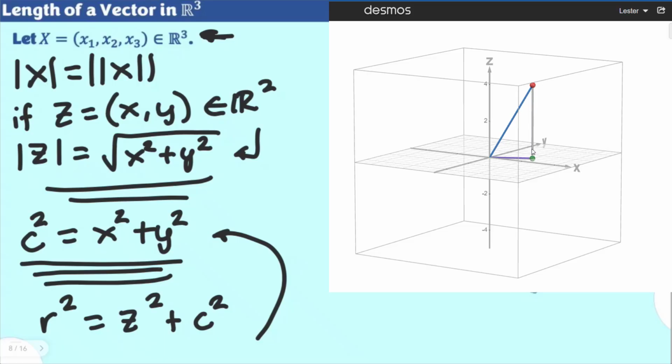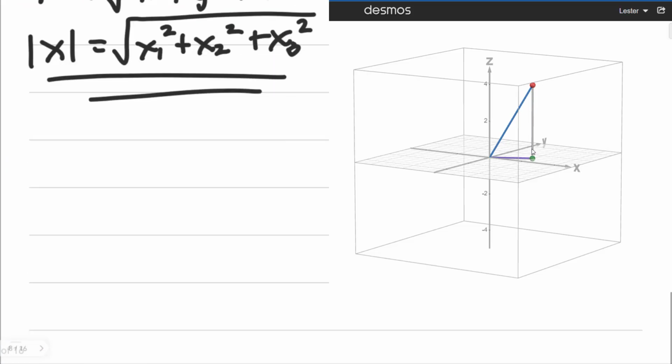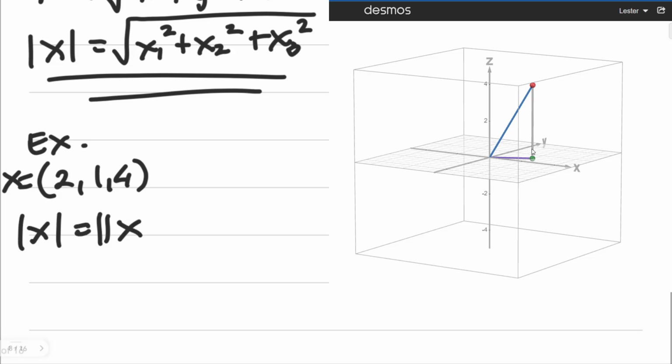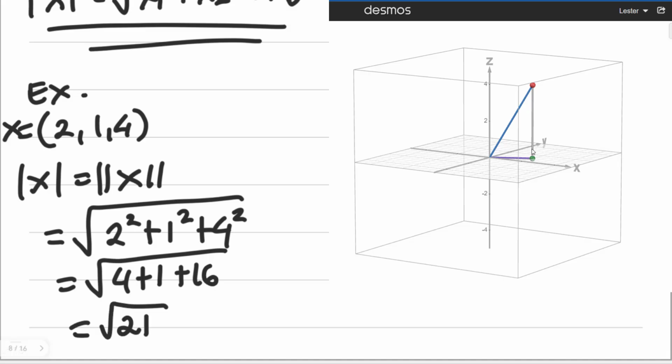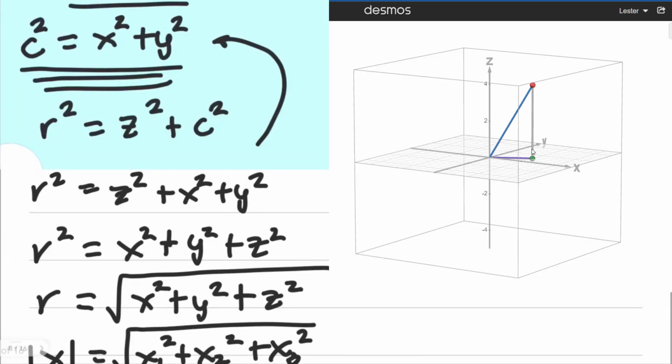Okay, so let us have an example here. Let us say our vector is 2, 1, and 4. Let's say this is our vector x. So the length of vector x, or again, the norm of vector x, they mean the same thing, is the square root of the sum of the squares of the 3 components, which would give us the square root of 4 plus 1 plus 16. That's actually the square root of 21. This is how we identify the length of a vector in R3 and the derivation prepared here.